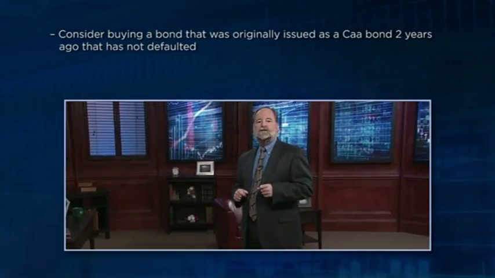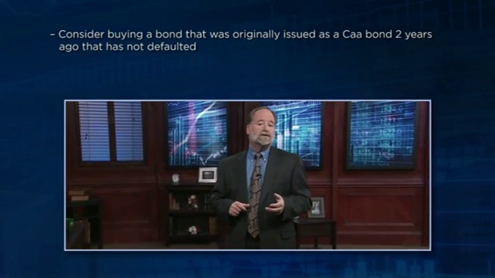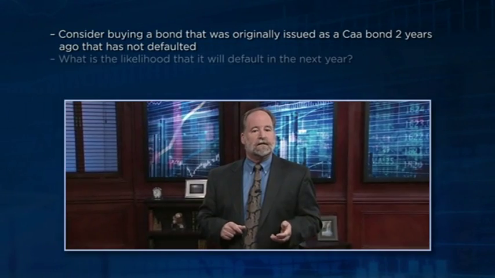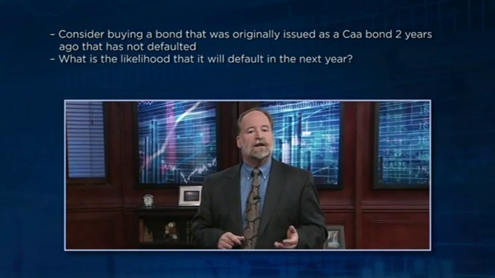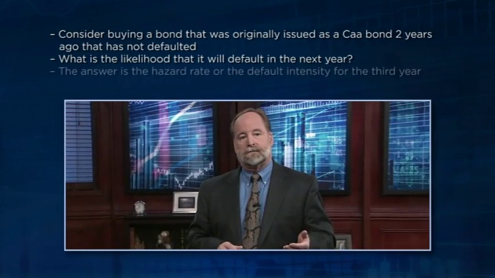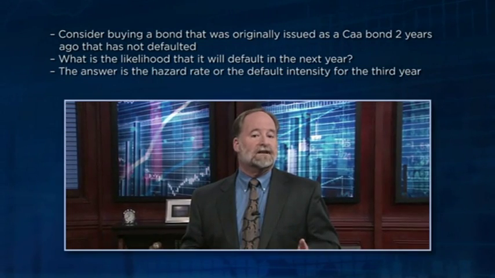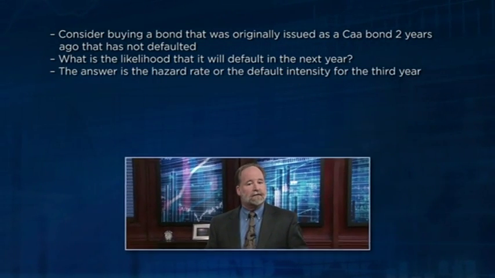Again, let's think about the CAA issue. Let's say that you were considering buying a bond that was originally issued as a CAA bond 2 years ago that has not defaulted. For this bond, what is the likelihood that it will default in the next year? The answer to this question is the hazard rate or the default intensity for the third year.